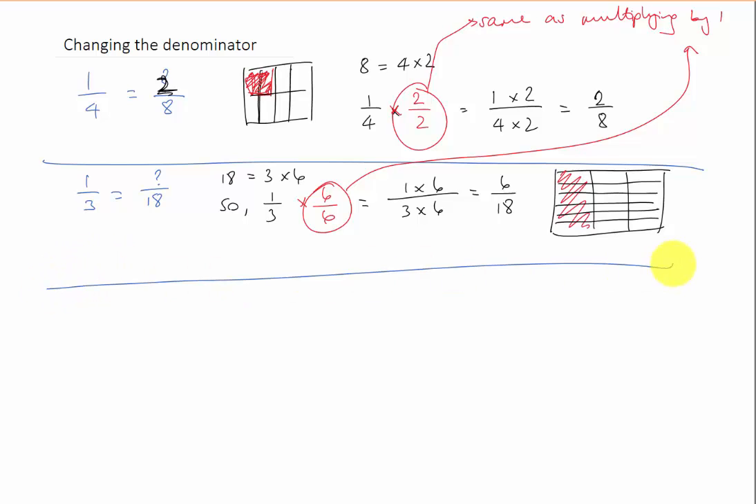Third example, how about 14/27? So we're going into slightly bigger numbers that we can't conveniently draw now. So 14/27 is equal to how many 81sts? So again, we work out that 81 is equal to 27 times 3.